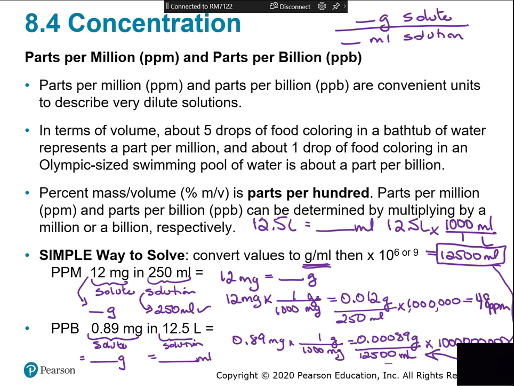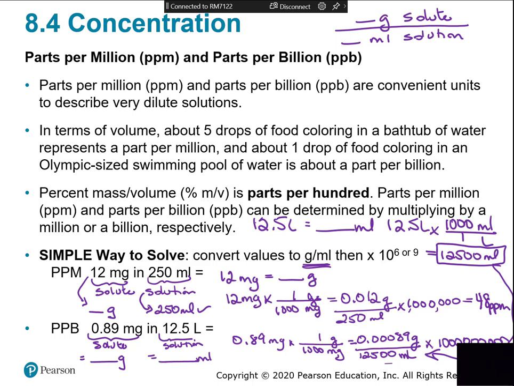So that 12.5 liters is from this parts per billion problem. I just have to convert liters to milliliters. So in this one, I had to do 2 unit conversions. But once I get done, just make yourself a note. Put your solute mass in grams. Put your solution volume in milliliters. Then grams divided by milliliters times 1 million or times 1 billion is how you solve for parts per million and parts per billion.